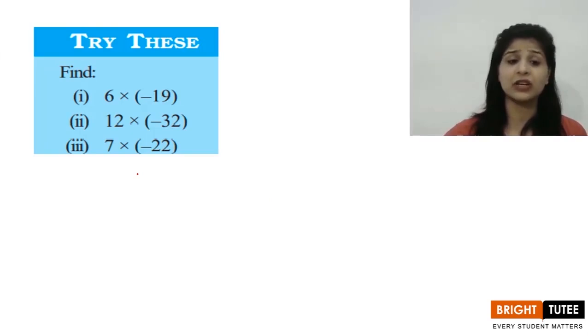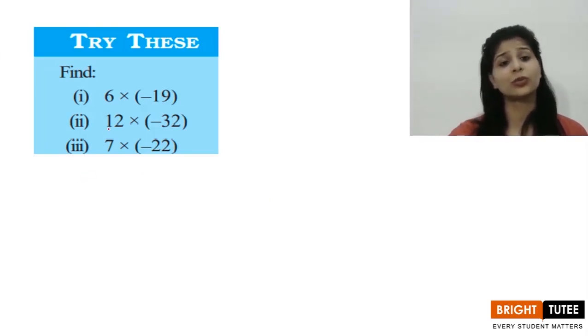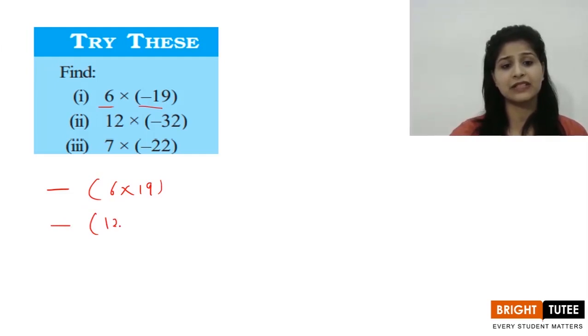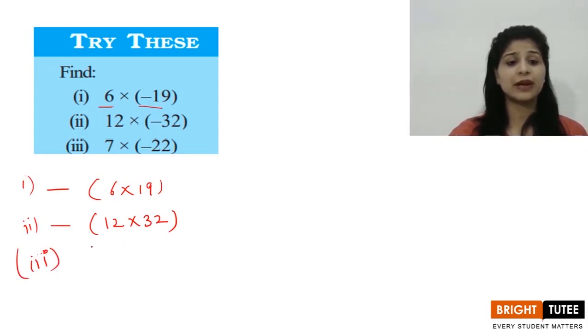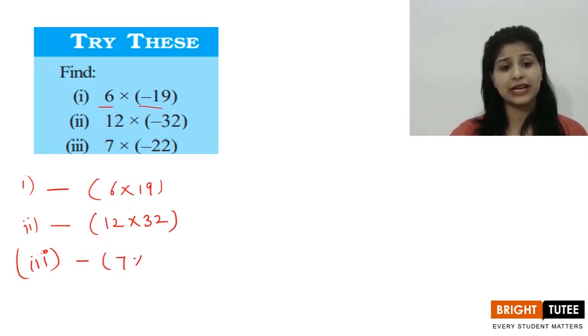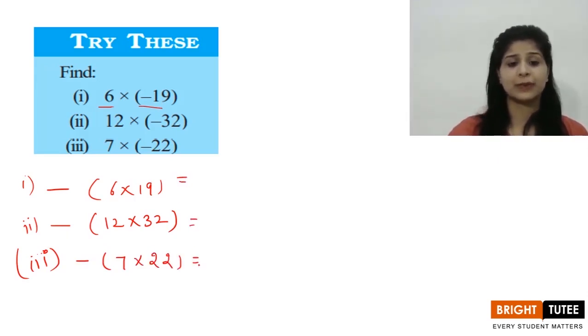Now these are there and we have to just try them, we have to find them. Let's try to find out. Now we know a rule that whenever we are going to multiply a positive and a negative integer, we will put a negative sign and we will multiply these two first. Similarly, in the second we will put the negative sign outside and we will multiply these two. This is first, this is second, and this is the third part. So in the third part also I'll put a negative sign outside and 7 into 22. This is how we are going to multiply them.